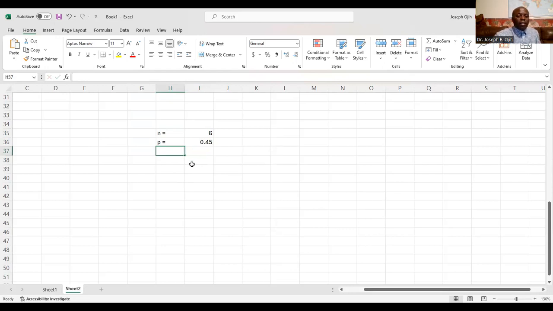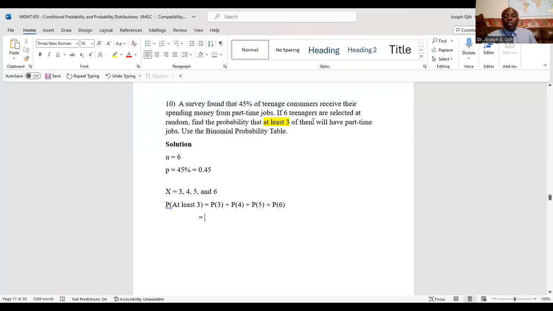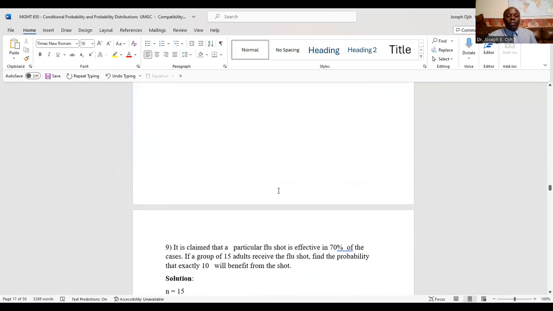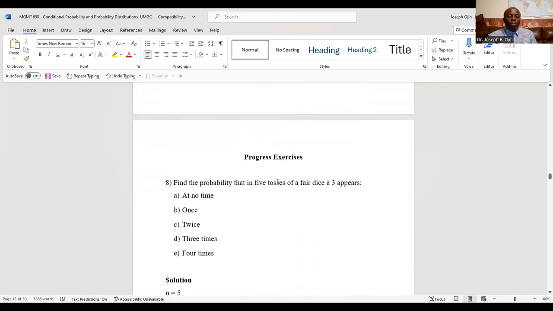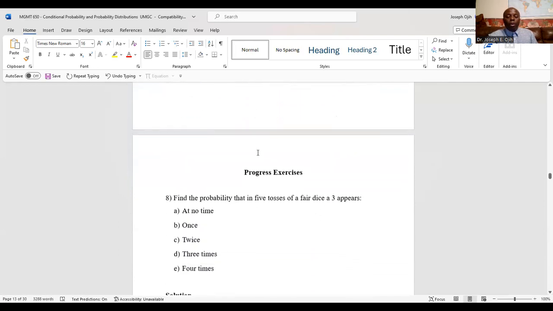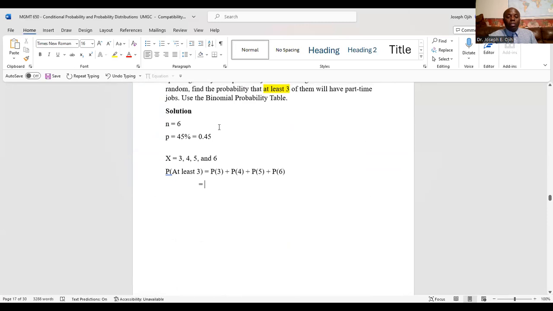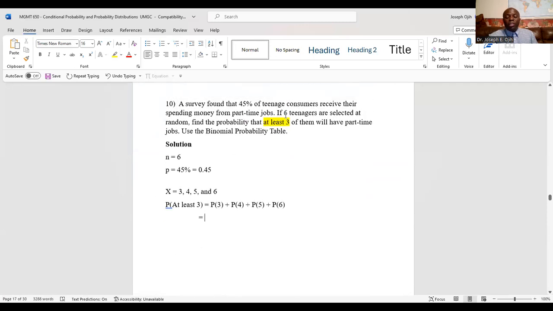So for X's, I'm gonna put it right here. X will be, I'm gonna start from 0. I like to get all of them because it says here that in a survey, 6 teenagers were selected. So if you remember when I wrote the definition of this binomial, I said that it goes from 0 to the last value of n. So for this one, I want to get the answer from 0 all the way to 6, since the number of teenagers selected is 6. From there, I can figure out the probability of at least 3.